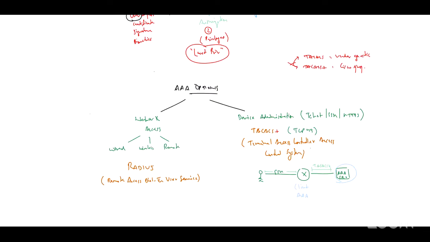Someone asked the question, does SSH also follow the same framework? It's not dependent upon SSH. It could be SSH, it could be Telnet, it could be HTTPS, it could be any form of access that you're trying to do to a network device. It's the network device which will act as a client and initiate and talk with the AAA server using TCP port 49. So it's this communication here which is independent of this. This is not dependent.